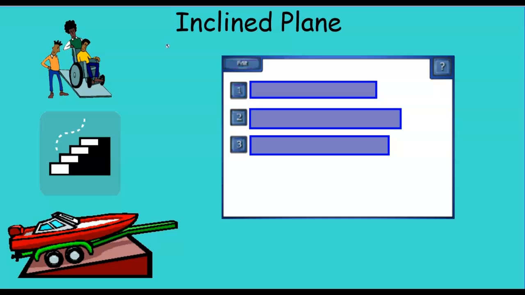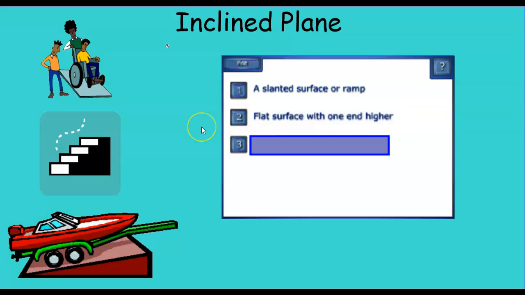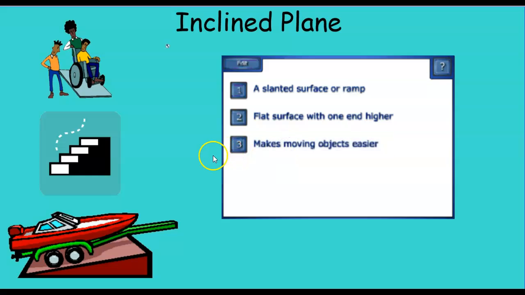For notes for inclined plane at the bottom of page 50, we have a slanted surface or ramp, flat surface with one end higher, makes moving objects easier. So please pause the video and write these 3 things down, then resume the video and continue taking notes.